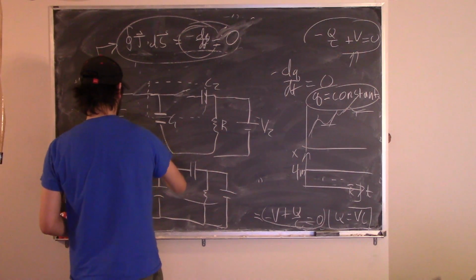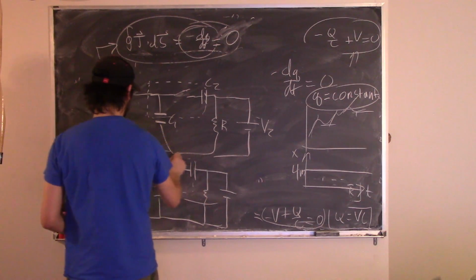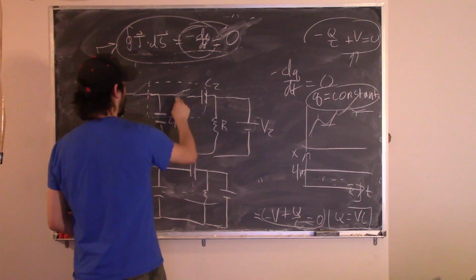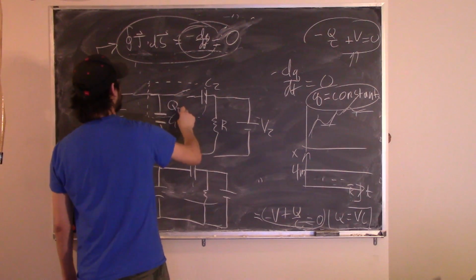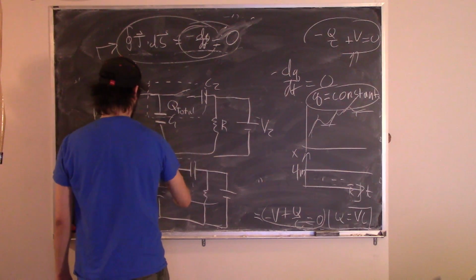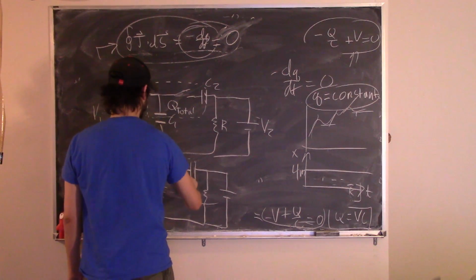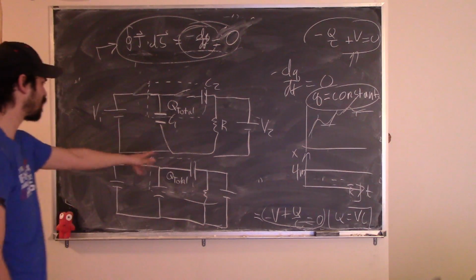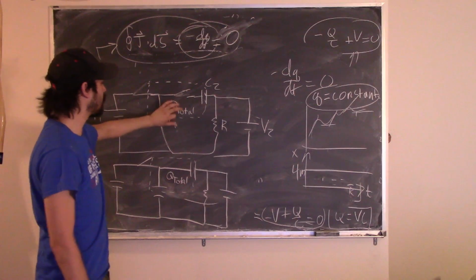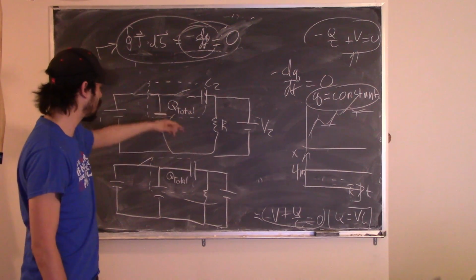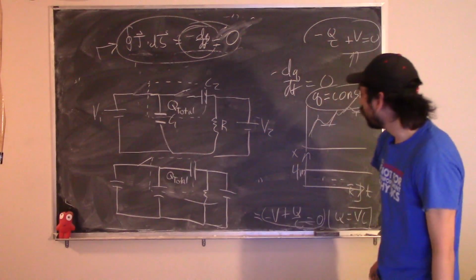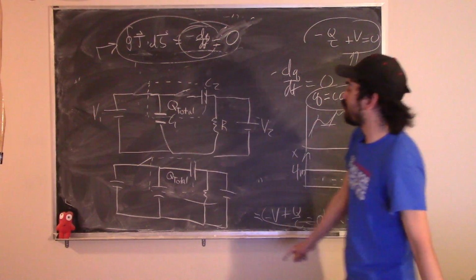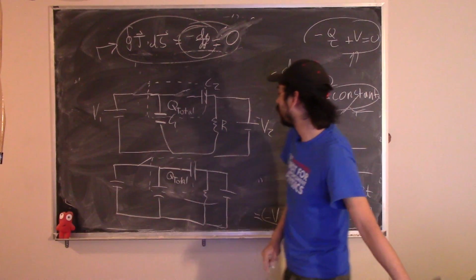So draw my box again. Q in this box is a constant. Q in that box is a constant. And I'm just going to call the Q in that box Q total. Okay? I could call it whatever I want. And the reason why I'm calling it Q total will probably make a little bit more sense in a moment. But it's just some constant. And in this box, it's Q total. In this box, it's Q total.